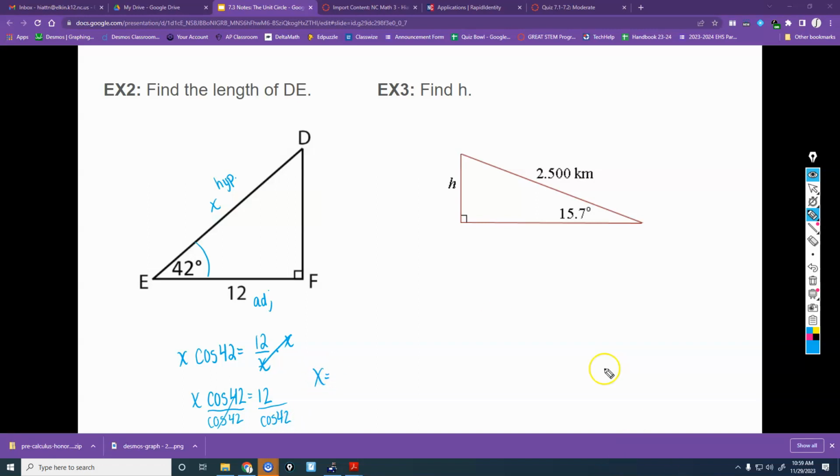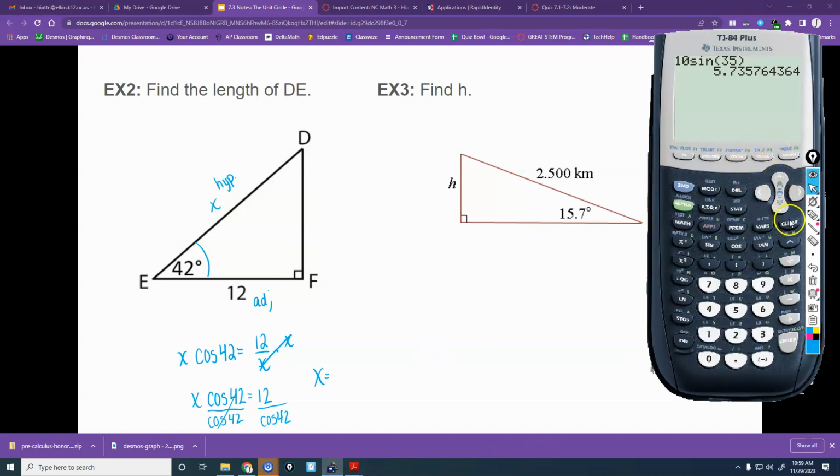All right. Try these problems. 8.918, 12 over x. No, so what you're going to have to do is multiply both sides by x, and then you have, like, cosine 42 is just a number, so you're going to divide both sides by cosine 42, so you'll be doing like 12 divided by cosine 42.